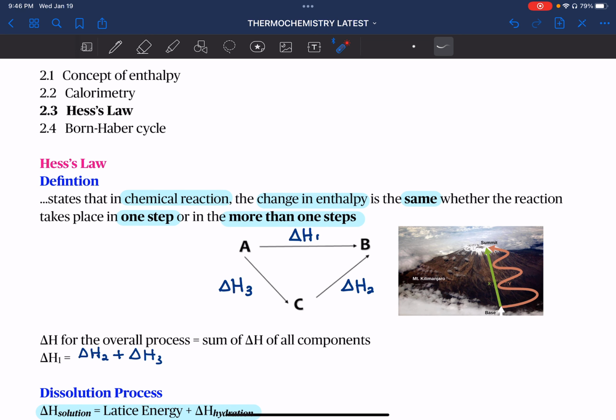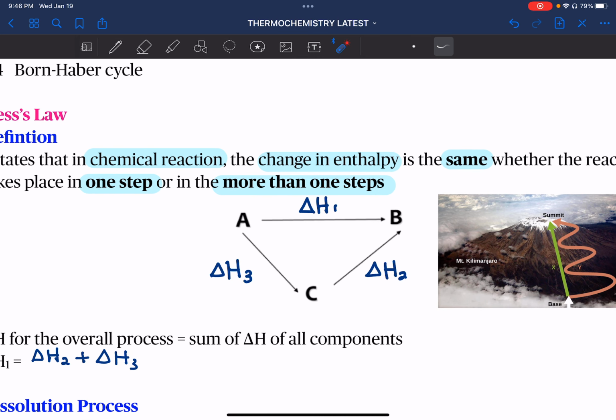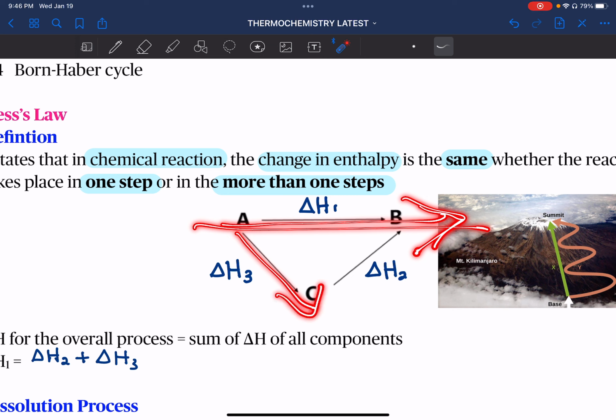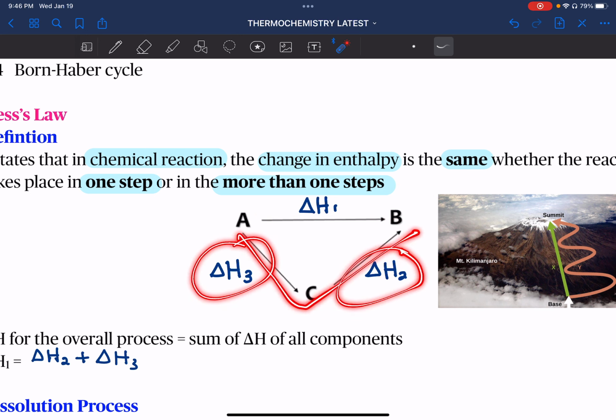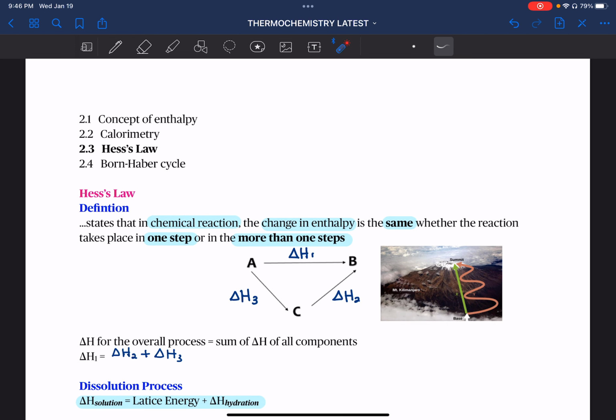So basically, Hess's Law ni adalah teknik untuk dapatkan enthalpy, change of enthalpy. So you kena faham Hess's Law ni maksudnya, kalau kita nak cari enthalpy of reaction, dia tak semestinya satu step. Dia boleh jadi satu step ataupun more than one step. So at the end, kalau guna step lain pun, enthalpy change dia ni sama je dengan one step punya solution.